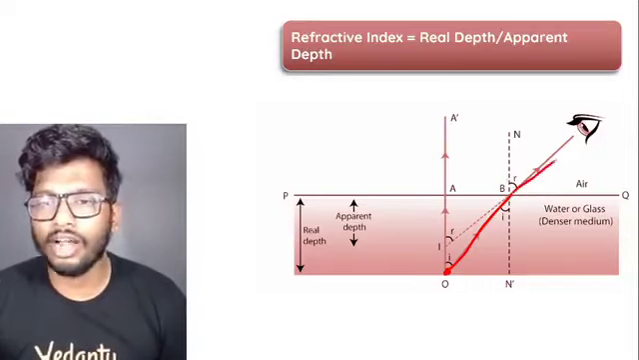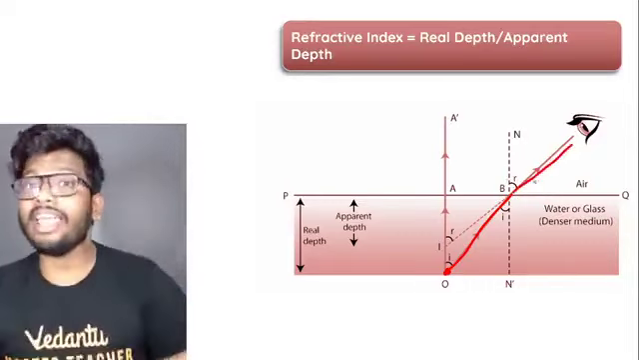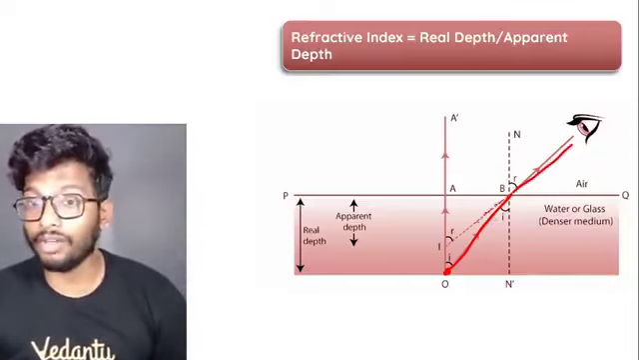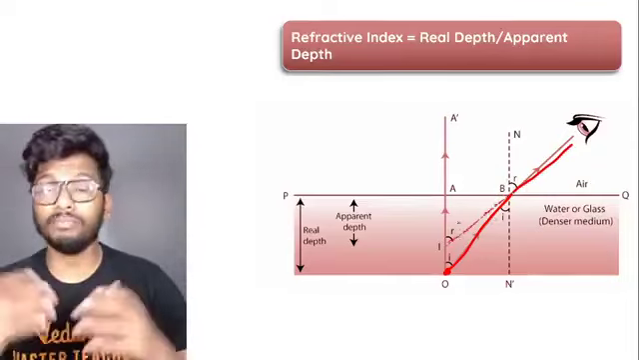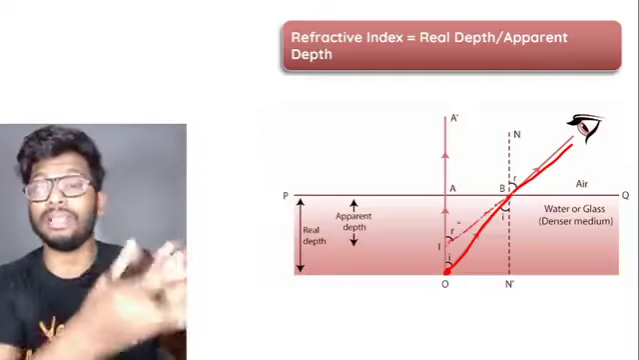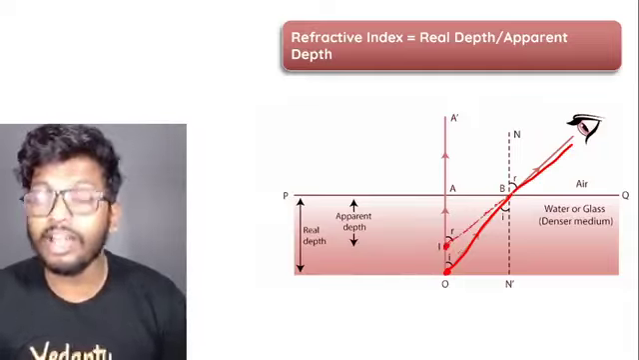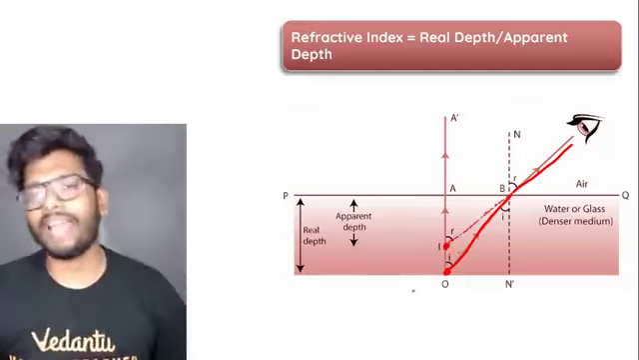It reaches your eye. Now, for your eye, the ray of light is actually coming from here. For your eyes only, the image or the object appears to be placed over there. So this then becomes the apparent depth of the object. This is where the coin appears to be, and this is where the coin actually is.